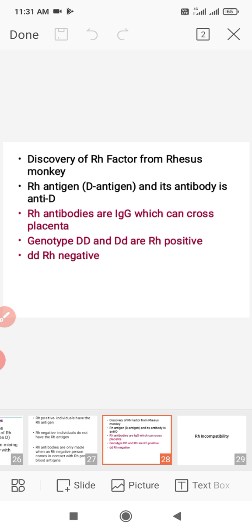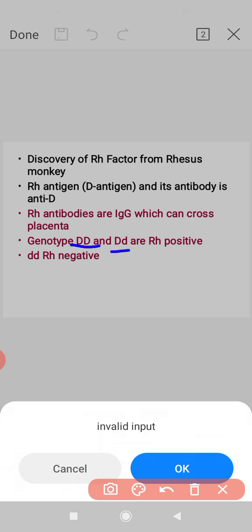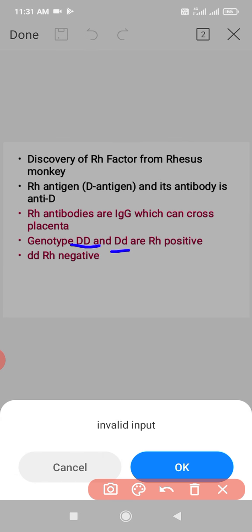The genotype is DD. If the baby gets both capital D, then it is positive. Small d and D will be positive only. An RH negative person will have small dd.